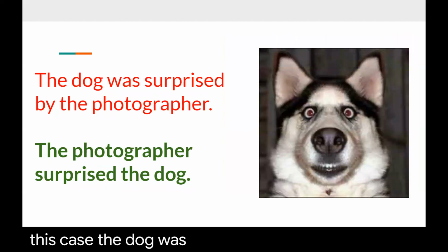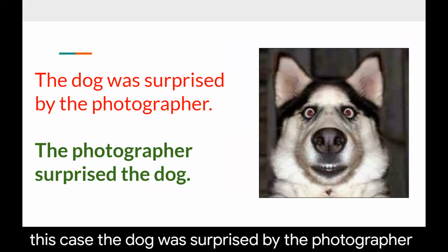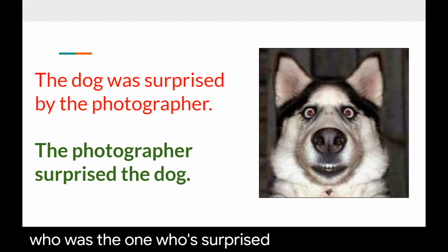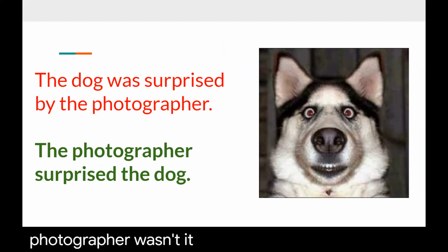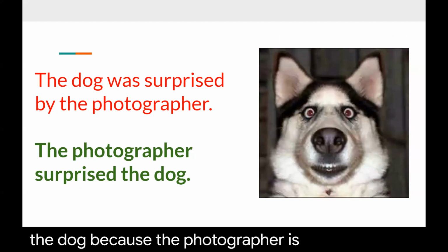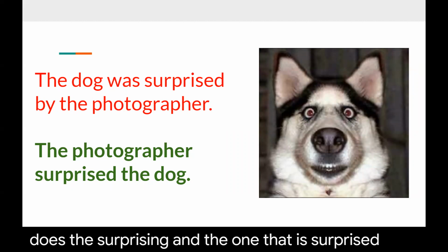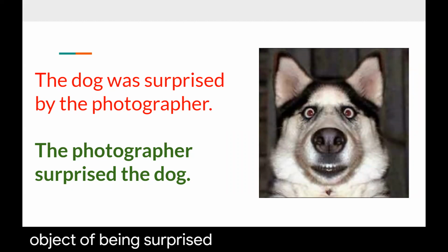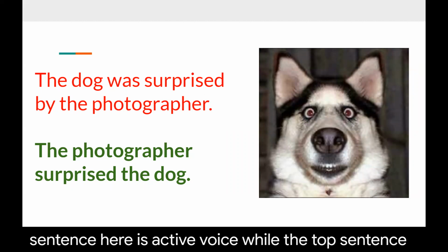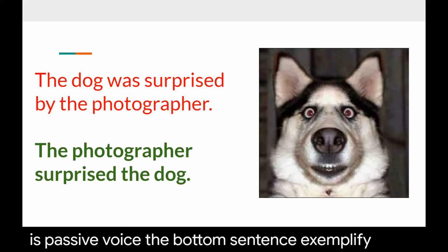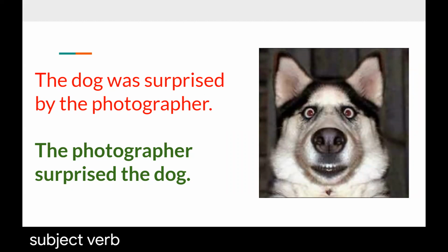The dog was surprised by the photographer. Who was the one who surprised? It was really the photographer, wasn't it? The photographer surprised the dog, because the photographer is the one that does the surprising, and the one that is surprised, the object of being surprised, is the dog. So the bottom sentence here is active voice, while the top sentence is passive voice. The bottom sentence exemplifies subject, verb, object.